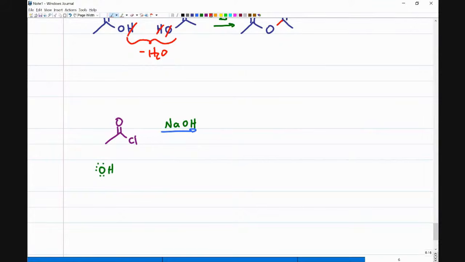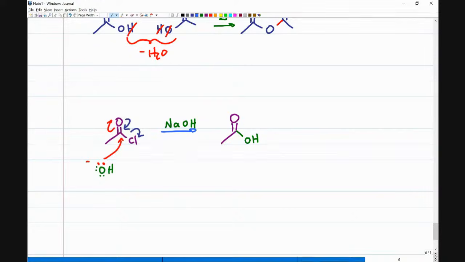Look how much easier the mechanism is going forward. The OH minus attacks, carbonyl gets kicked up. The carbonyl comes back down, kicks out the chlorine, and boom. I mean, compared to that other mechanism, this is a piece of cake. There we go. Carboxylic. Well, technically, this reaction is not done.